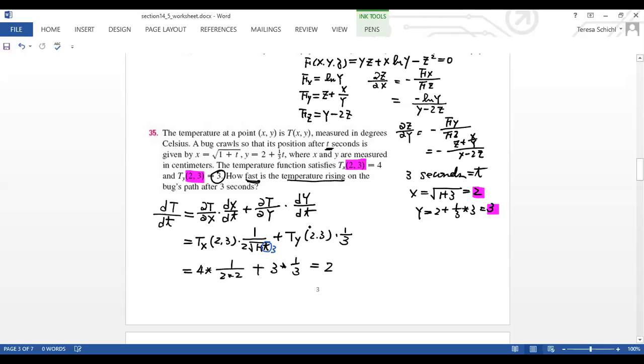So how do you interpret it? It is 2 here. We say it's a temperature, right? So we say the temperature rises at 2 degrees Celsius per second here, right? So this is another application problem about the partial derivatives. Okay, so now let's take a look at the next one.